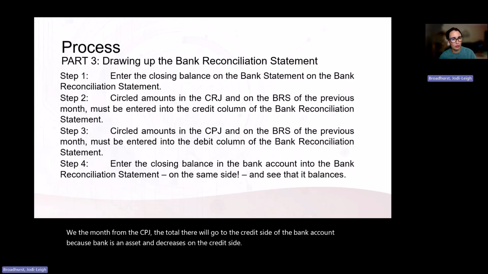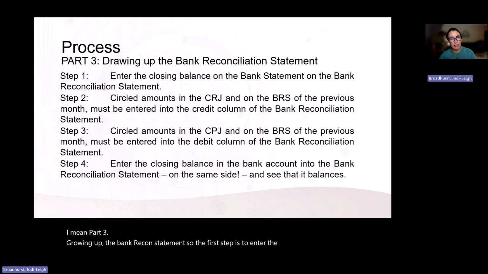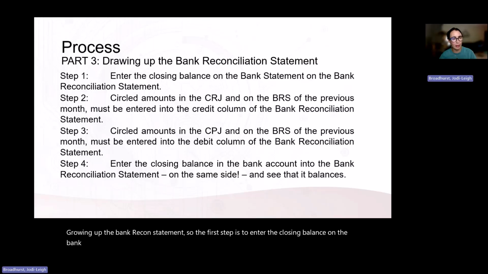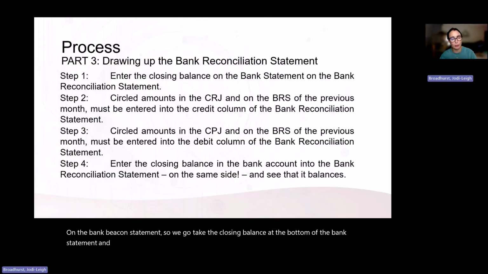And then part 3, drawing up the bank recon statement. So the first step is to enter the closing balance on the bank statement on the bank recon statement. So we go take the closing balance at the bottom of the bank statement and we start our bank recon statement with it. If it's a credit in the bank statement, it's a credit on the bank recon statement.